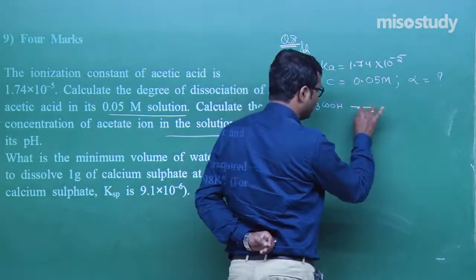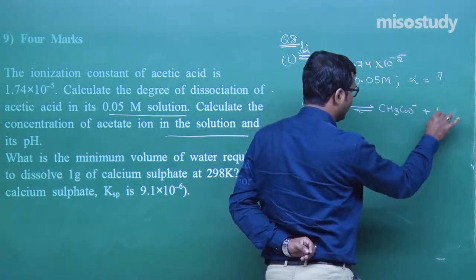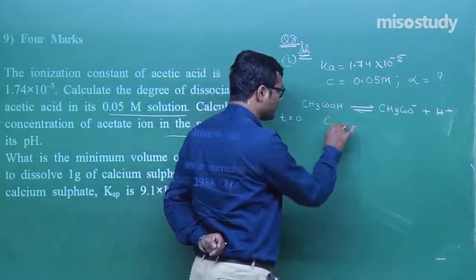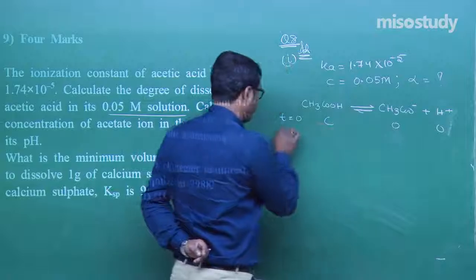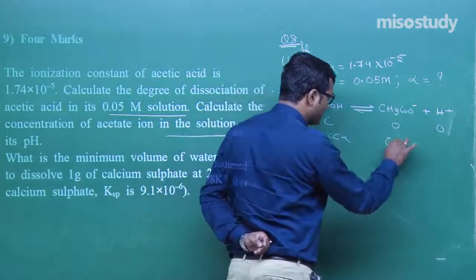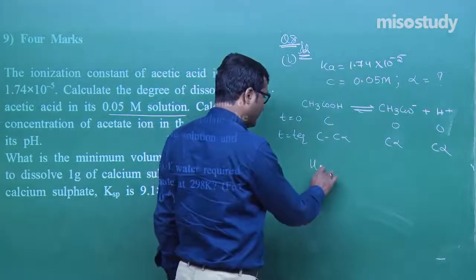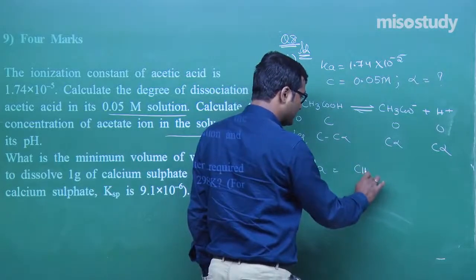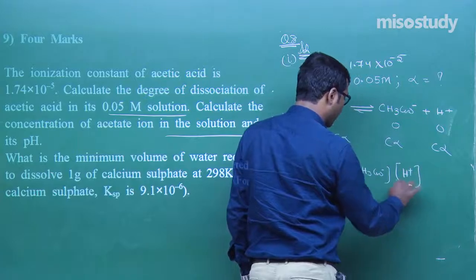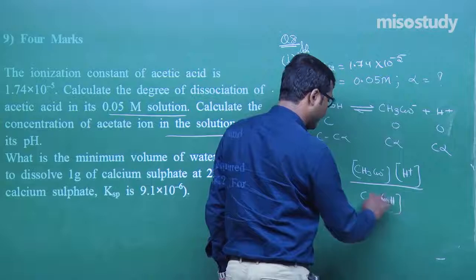CH3COOH dissociates like this: CH3COO minus and H plus. When time t is equal to 0, the concentration is C, 0 and 0. At equilibrium, it is C minus C alpha, C alpha and C alpha. Now, what is the value of Ka? We know that it is the concentration of acetate ion CH3COO minus and H plus upon CH3COOH.